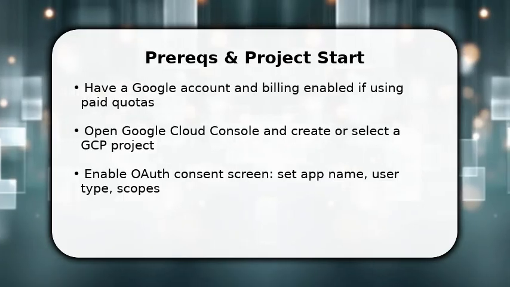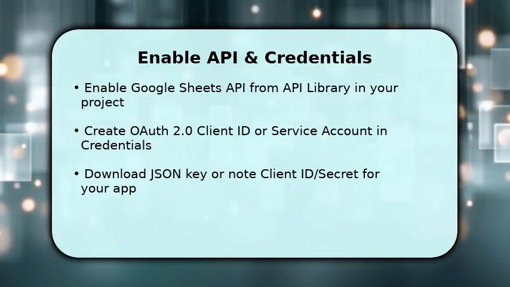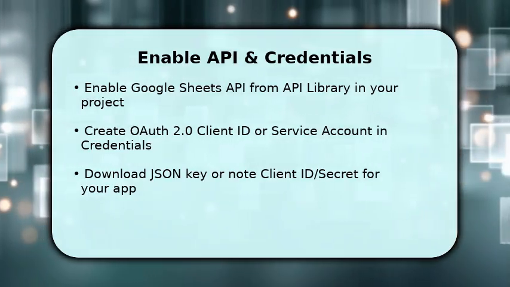After the consent screen, go to APIs and Services library and enable the Google Sheets API for your project. This switches on endpoints and quota tracking.